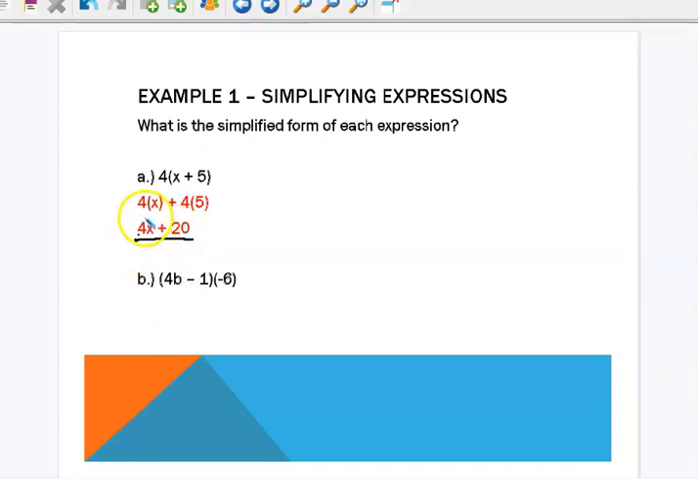So I want to point out something. This is a term, and this is a term. So this expression has two terms, okay?